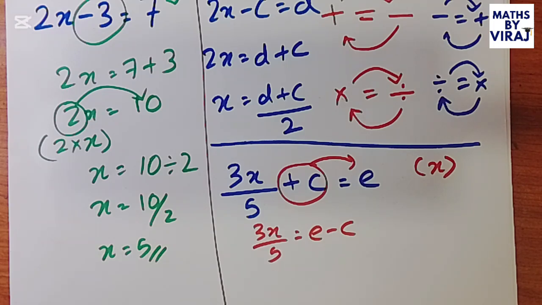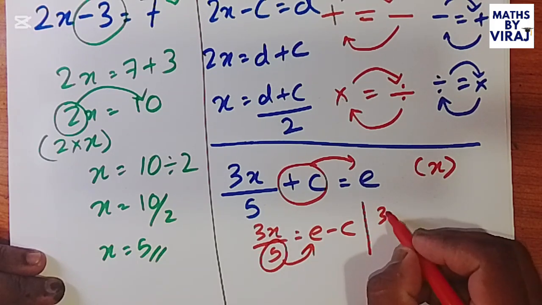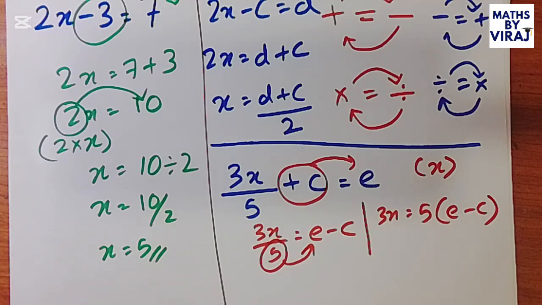Now this 5. Yes, 3 and x are together, but 5 is the denominator and hence it is further from x. Therefore, we take this divided by 5 to the other side, which is 3x is 5 times e minus c. Now look at this. You might wonder why I have written 5 in front. Children, the whole term e minus c has to be multiplied by 5. Therefore, generally we write it as such.